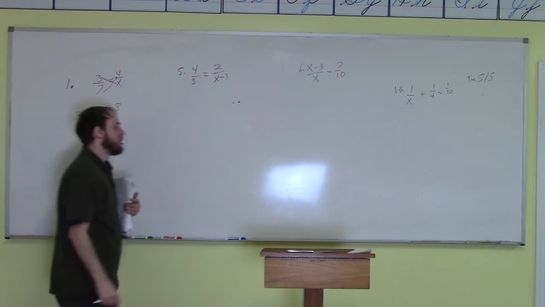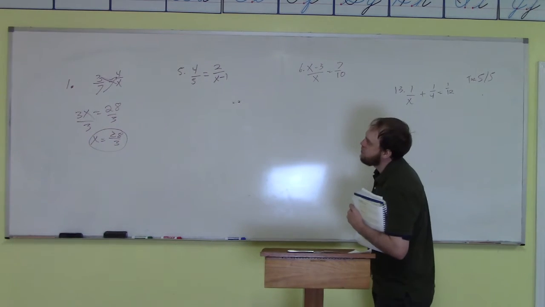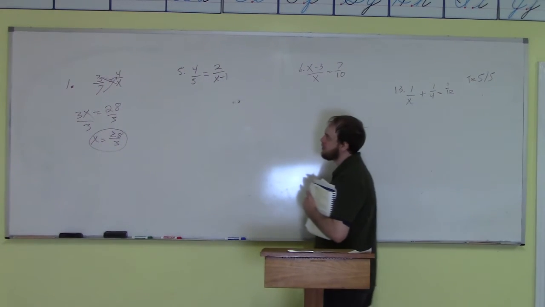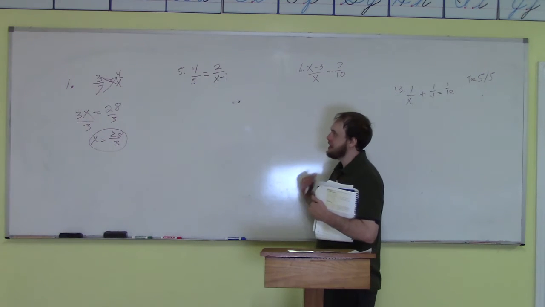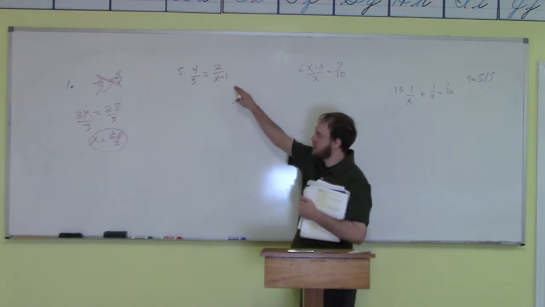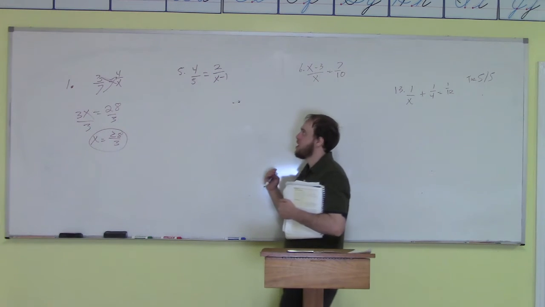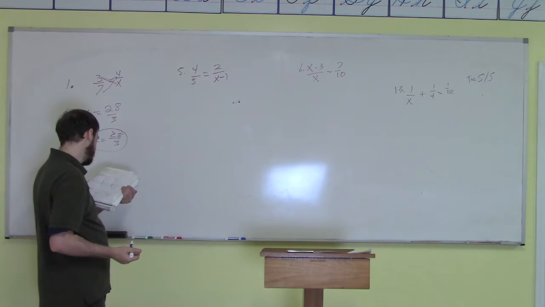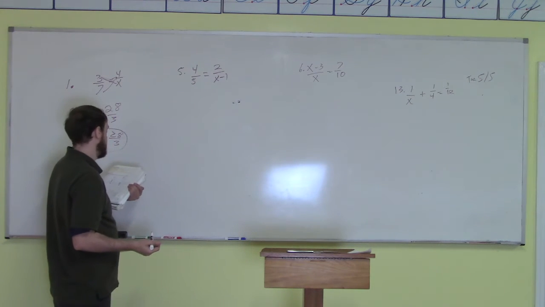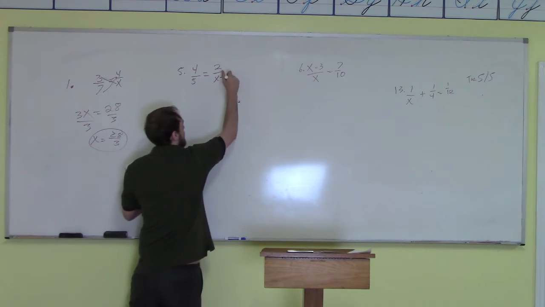So that's number 1. Number 5 works similarly. You have 4 over 5 equals 2 over x minus 1. Again, we have a fraction on the left equals a fraction on the right. It doesn't matter if there's an x minus 1 on the bottom, that's fine. So I'm going to cross multiply again. Number 5 is actually x minus 2, not x minus 1.